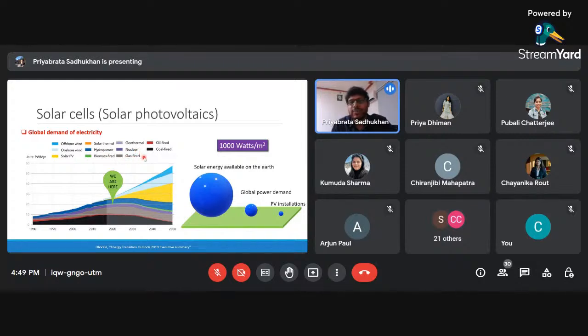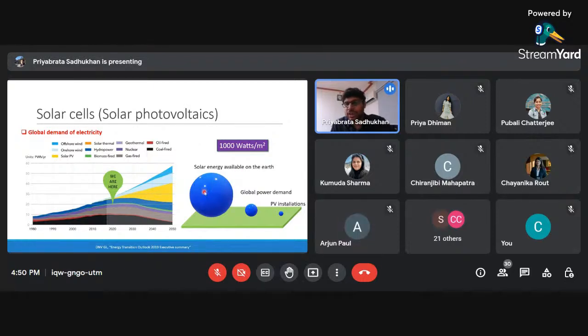So solar can be a very good solution if we can make it available to common people, so that they can use it on their roof. And the total roof area of a country is very high. So if someone uses solar panels on his 10 by 10 room, it is enough to produce enough energy to run all the electrical appliances that he's using.